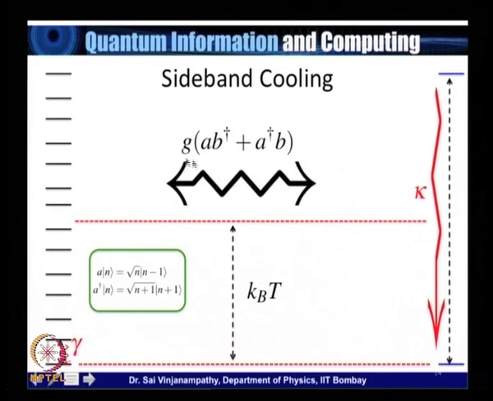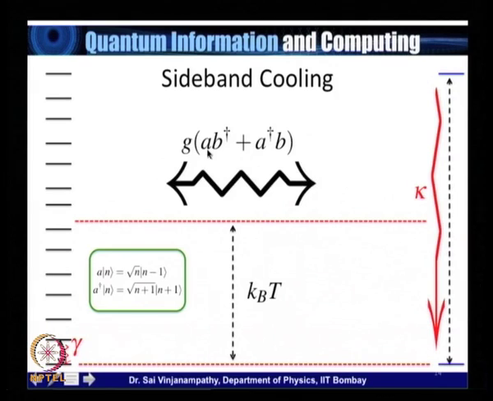What is the physical meaning of this term A B dagger plus A dagger B? Note that A is the annihilation operator for this atom and B is the annihilation operator for this atom. Furthermore, remember that the annihilation operator reduces the occupancy of the Fock state by 1, right? And the creation operator, which is A dagger, increases the occupancy of the Fock state by 1. So what is the meaning of this Hamiltonian?